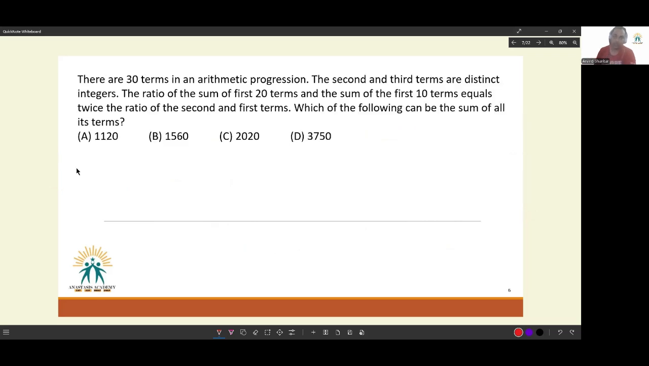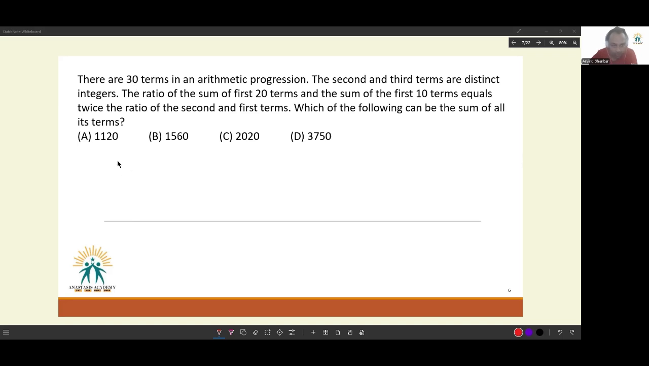Okay. Next, there are 30 terms in an arithmetic progression. The second and third terms are distinct integers, so they are different. It's not a constant AP. The common difference is not zero. The ratio of the sum of the first 20 terms and sum of the first 10 terms equals twice the ratio of the second and the first terms. Which of the following can be the sum of all its terms?